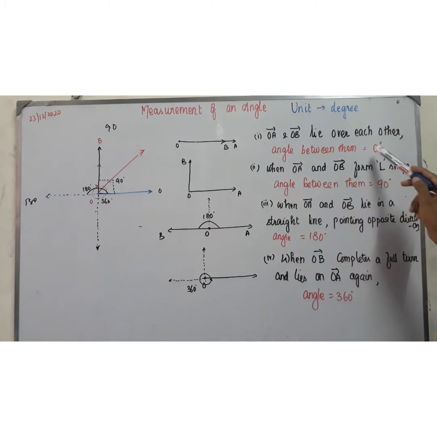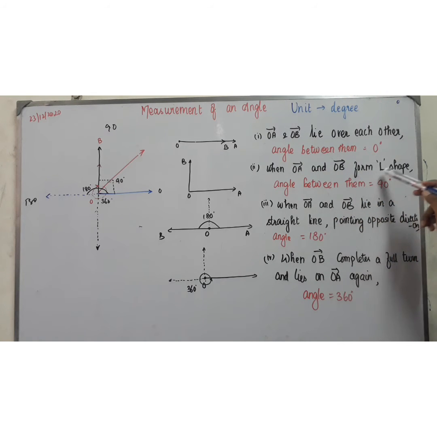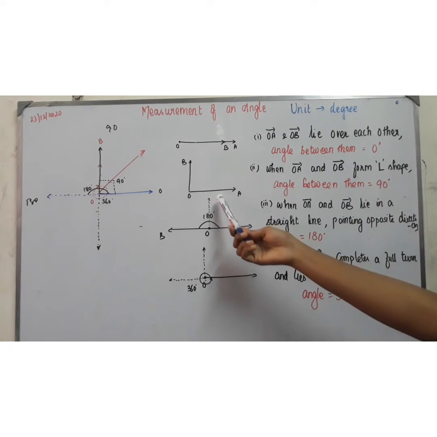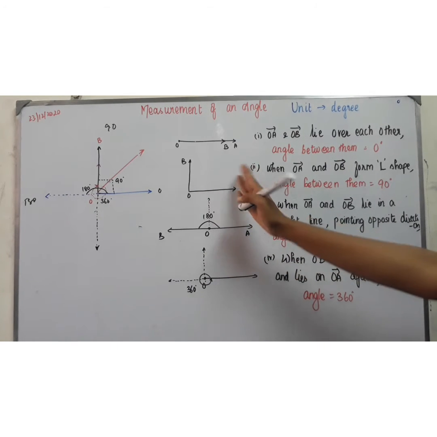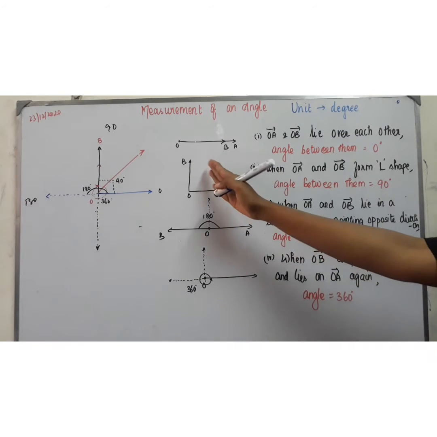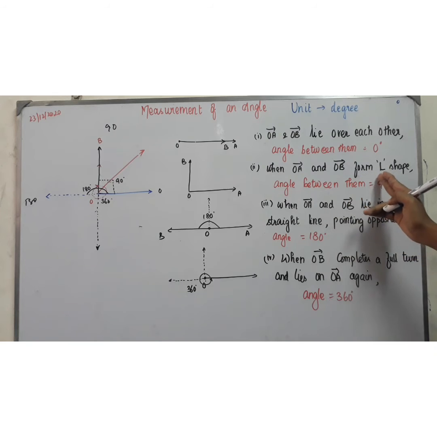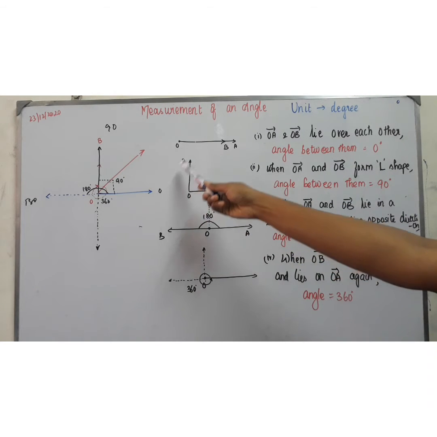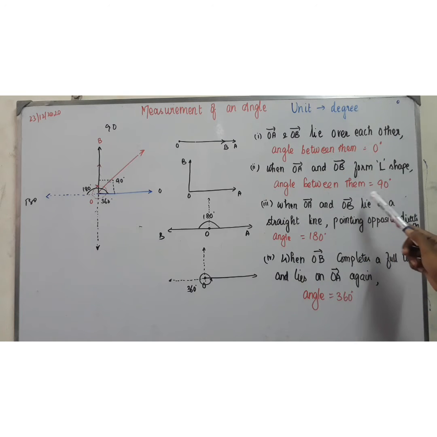So the angle between them is 0 degree. In the next case, you can see the rays OA and OB form an L shape. Here you can see the OA ray, and as OB moves on, the angle increases. From 0 it increases like 10 degree, 20 degree, 30 degree, 40 degree, like that. So when the OA ray and OB ray form the L shape, that time the angle between them is 90 degree.